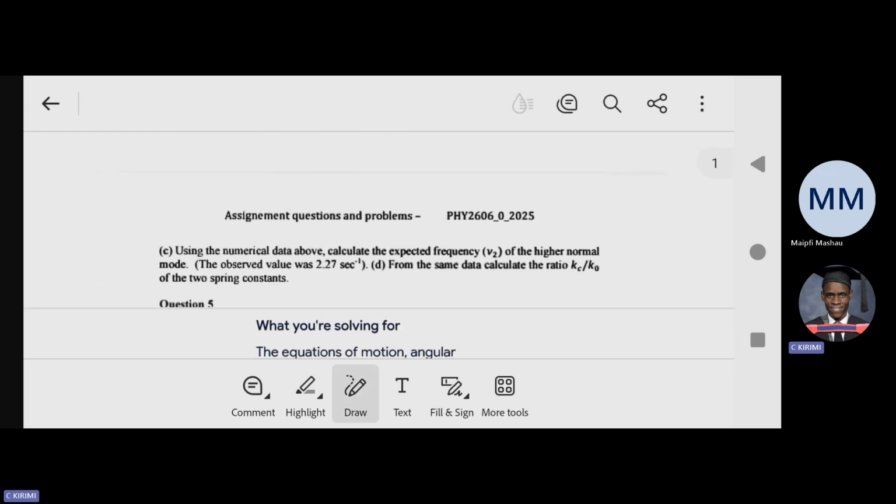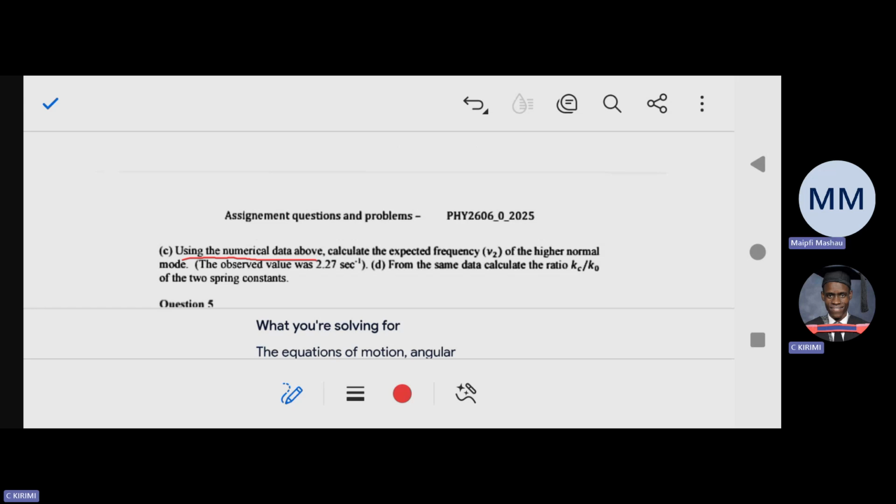So for C, we'll be calculating the numerical data above. Calculate the expected frequency mu2 of the higher normal mode, observed at 2.2 per second. With the same data, we are going to calculate the ratio of Kc, the spring constant. So it's C and D that we are finishing. For A and B, it's sorted. We are left with C and D.